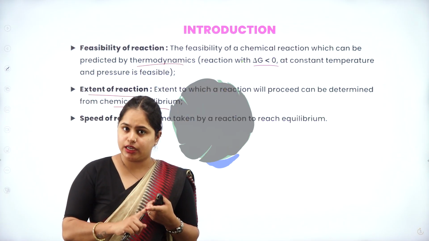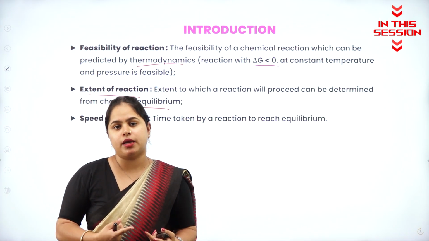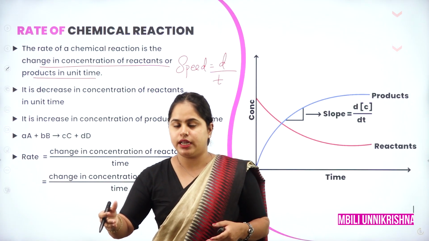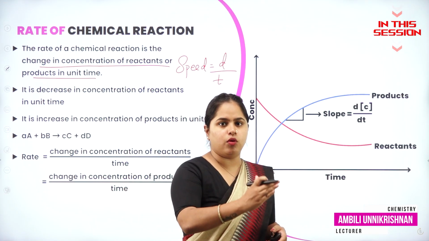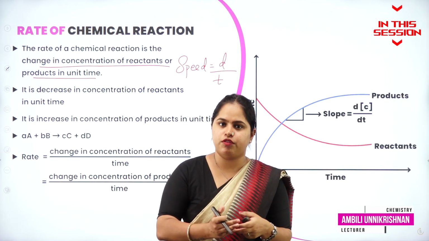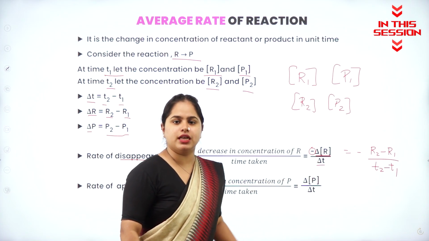So whether the reaction will take place or not and to what extent the reaction will take place, we'll get to know using thermodynamics in equilibrium. Initially, what was the reactant's concentration? Finally, what is the concentration of the reactant? The difference divided by the time difference will give you what? The rate of the reaction. There is a decrease in concentration of a reactant, so it is important to mention this negative sign here.